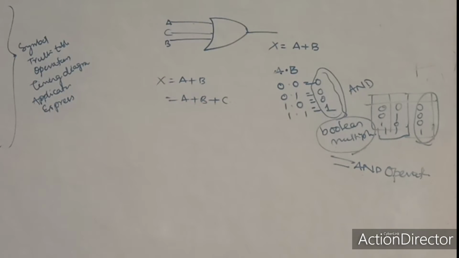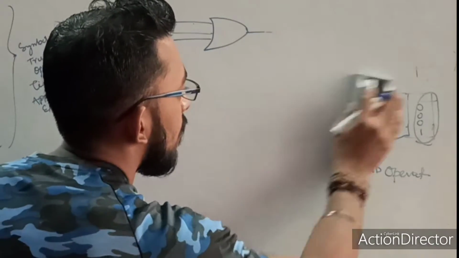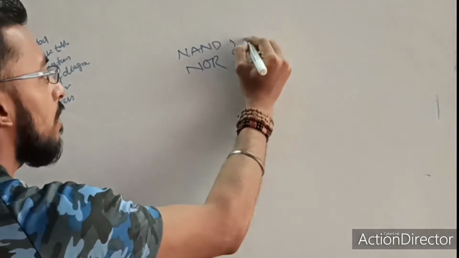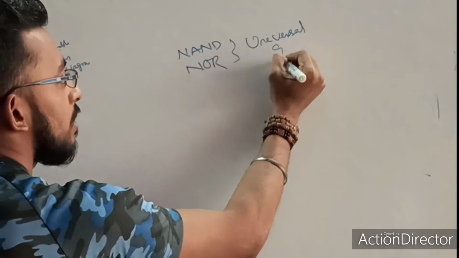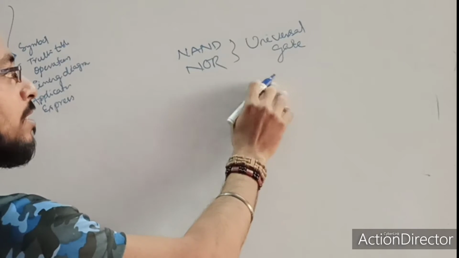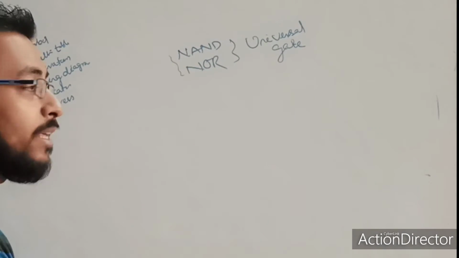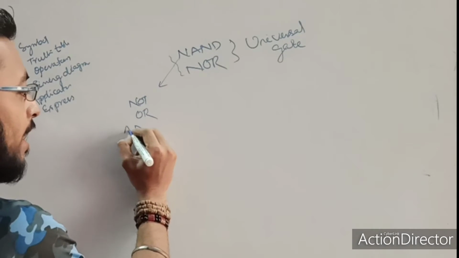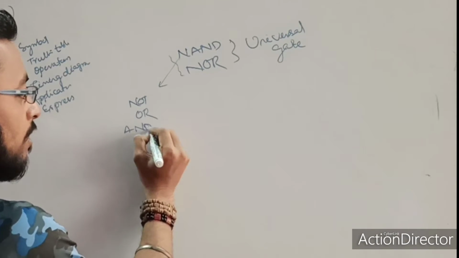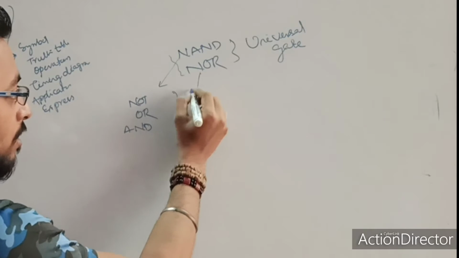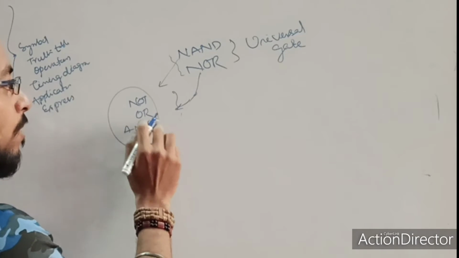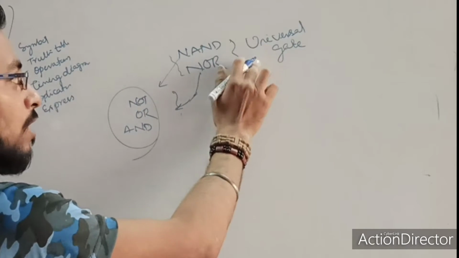Now let's see the NAND gate. The next two, NAND and NOR, are called universal gates. What do we mean by universal gate? Universal means I can use these two gates to form any gate. I can use my NAND gate to form NOT, OR, and AND. Similarly, I can use my NOR gate to form any of these three basic gates. So I can form the basic gates from these two gates. That's why they are called universal gates.